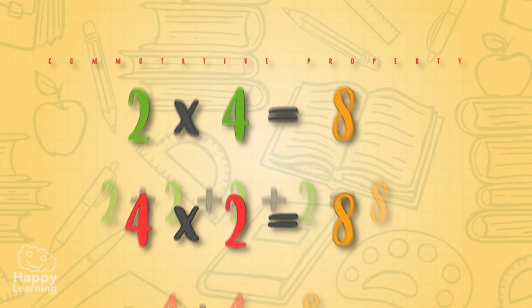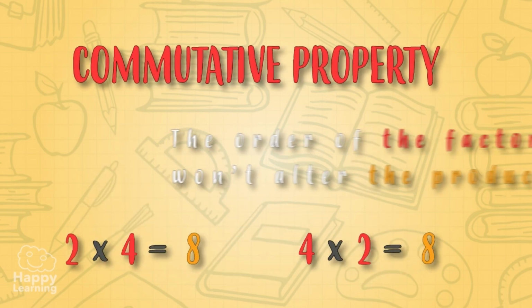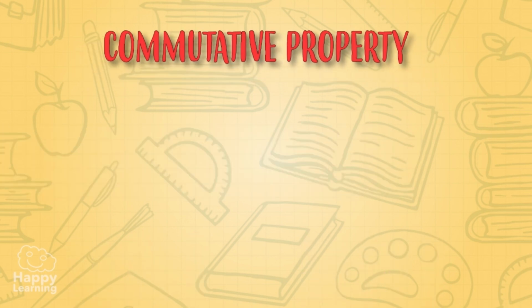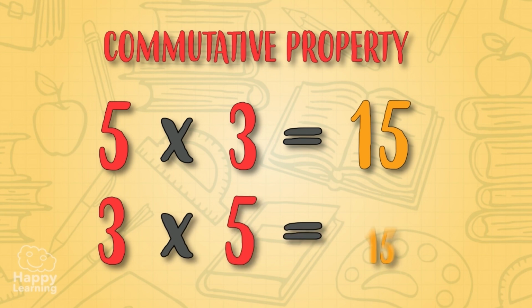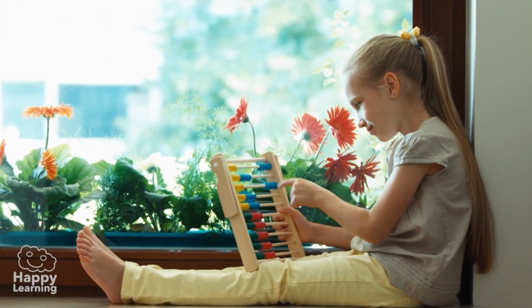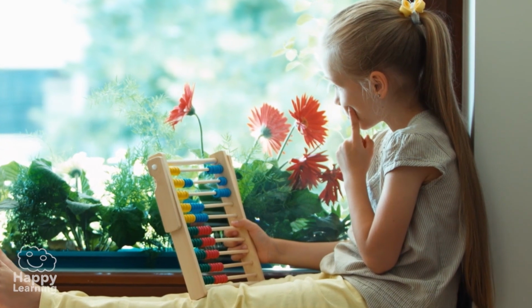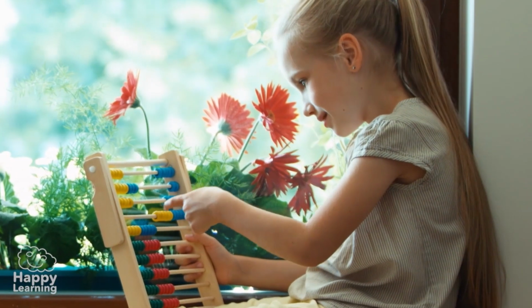This is the commutative property. It says the order of the factors won't alter the product. 5 times 3 is 15, same as 3 times 5, which is also 15. Easy peasy. Well, now you know the most important things about multiplying. Now, you need to learn your times tables so you don't have to add so much and it's even easier for you.